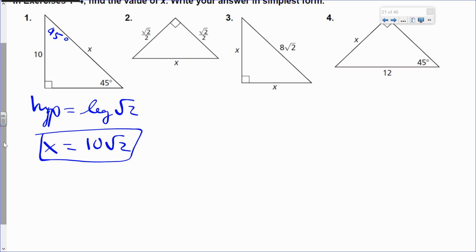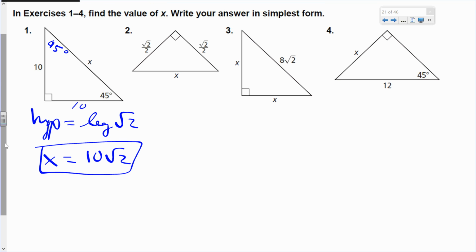We're solving for X using the theorem. Now, we could solve for X using the Pythagorean theorem, A squared plus B squared equals C squared. It'll still work. It just takes longer to get to this answer. But this theorem is just quicker, and it's only for 45, 45, 90 right triangles. Are you with me, right?